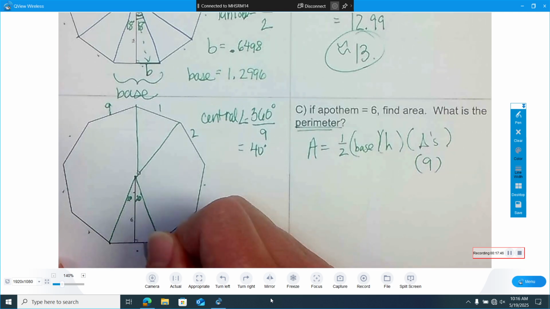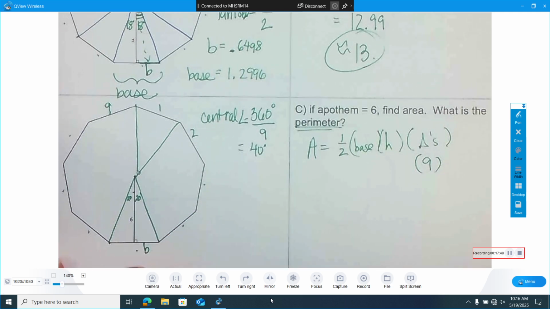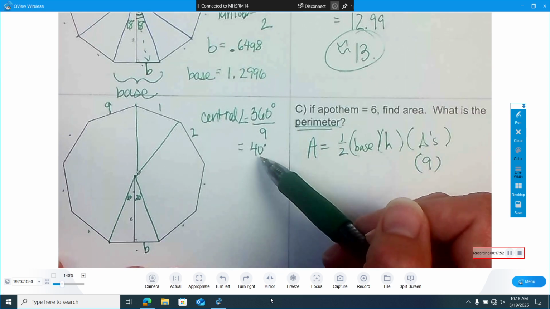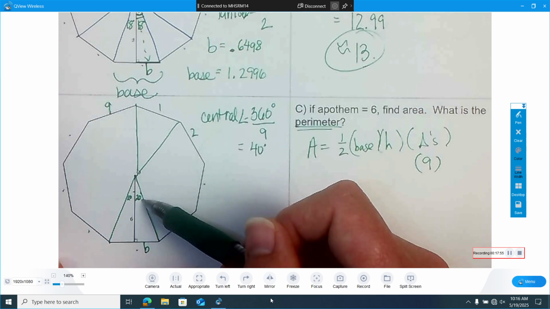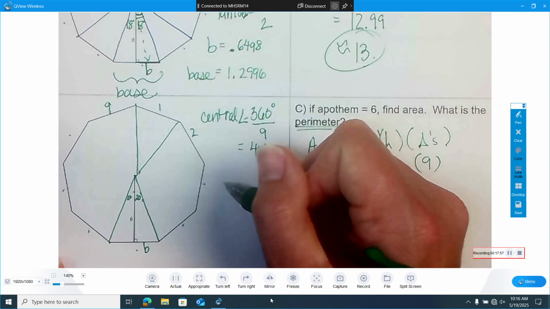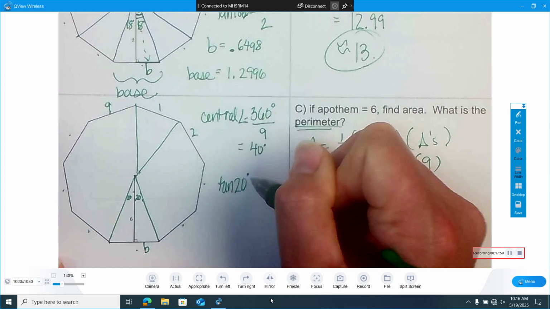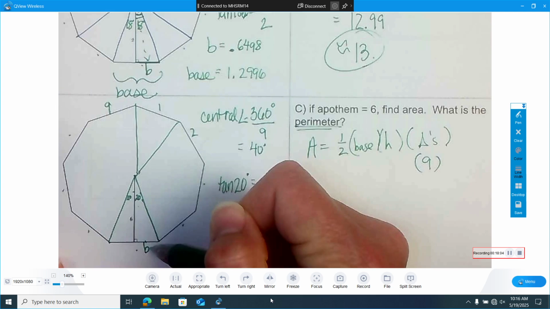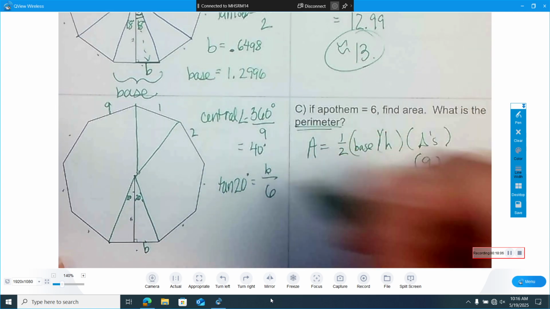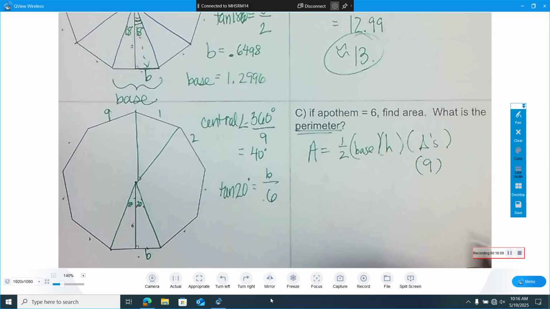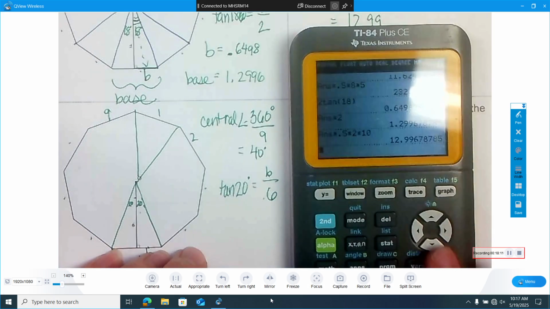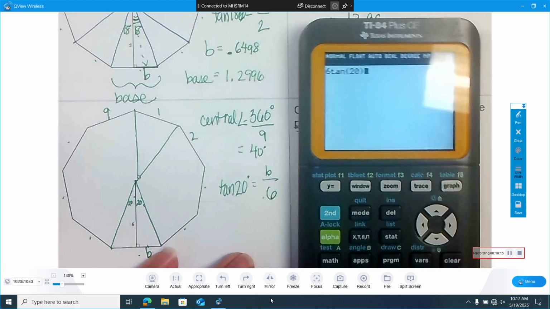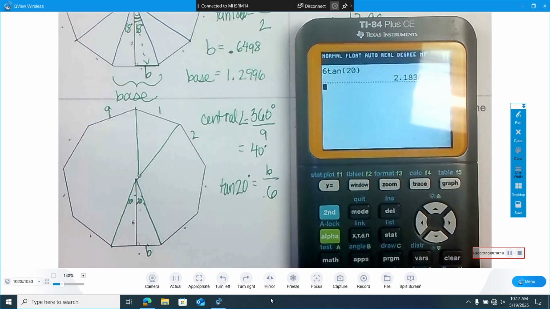All right, I need to find that small base. How do we set that up? I divide by 2. We did that. I got my 20-degree angle. And then you do tan 20. Tangent of 20 and 6 would be opposite over adjacent, so b over 6. And then we would multiply by 6. That's 2.1838. All right, so 6 times the tangent of 20, we get 2.1838.